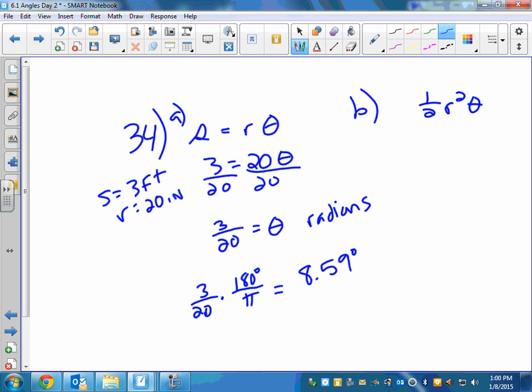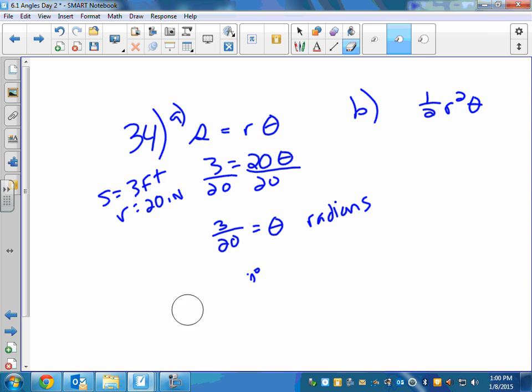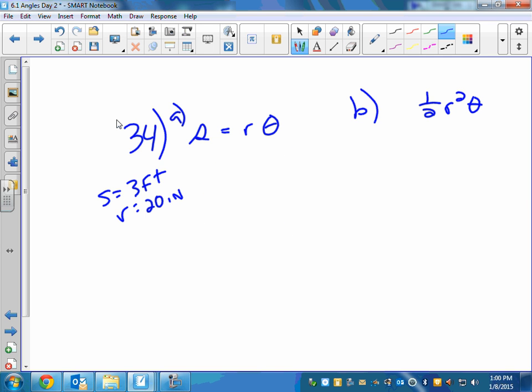You know what I did wrong on this? You can't have the S in feet and R in inches. You have to have the same units. So do you want to work in feet or work in inches? There's 36 inches, so we really should say that S is 36 inches and R is 20 inches, right? They need to be in the same units. That was a trick question.